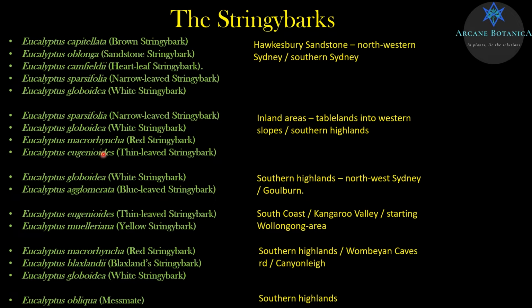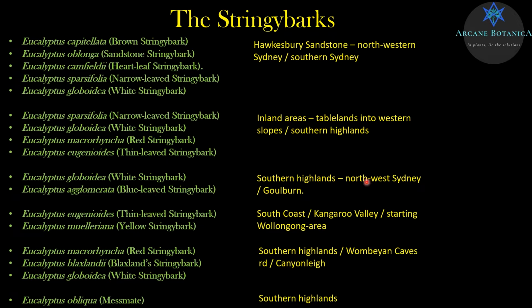Have I got Eugenioides, or is it Macarinca? Maybe it's Gleboidia, maybe it's Sparsifolia. Sparsifolia punches right up there as well. So these have bigger ranges, and a lot of these have limited ranges in Sydney. If I'm in the Southern Highlands, northwest Sydney, Goulburn, okay, I'm thinking about Gleboidia and Agglomerata. They can grow together and hang out there a bit. Well, if I'm in northwest Sydney, I've got to chuck in Sparsifolia as well. That's going to be in the mix there too.